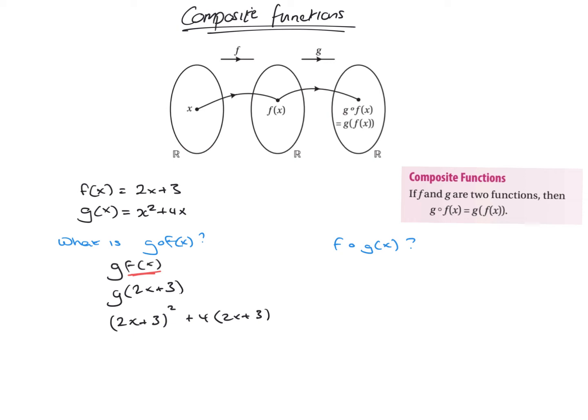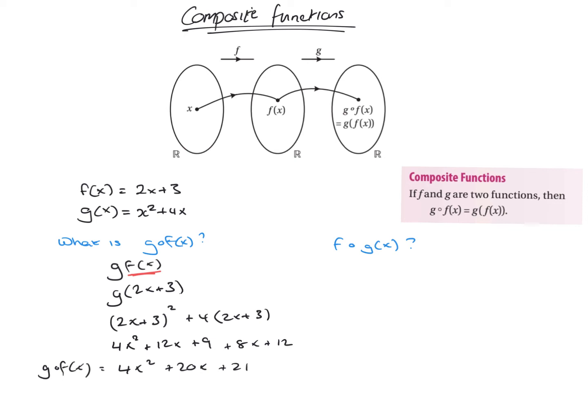I'm going to tidy it up, and 2x plus 3 all squared is 4x squared plus 12x plus 9. Then I'm going to get this bracket out here, which is going to be plus 8x plus 12, and just collect all the terms together and we'll all be done. So we've got 4x squared, that's just on its own, so that's fine. Then I have 12x plus 8x, which is plus 20x, and the last one is the numbers that are left, which is plus 9 and plus 12, which is plus 21. And that there, guys, is g of f of x, and that's what it's equal to.